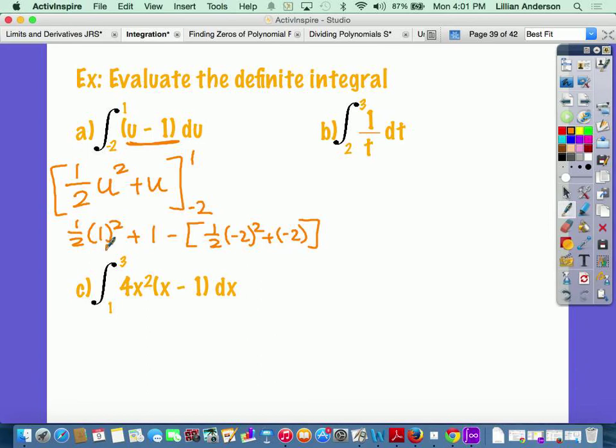And let's do some math. This is going to be a 1/2 plus 1 minus over here. -2 squared is a positive 4. Half of that is 2. Minus 2.